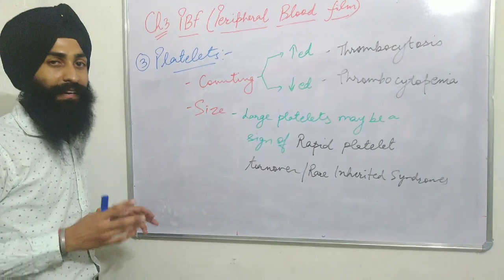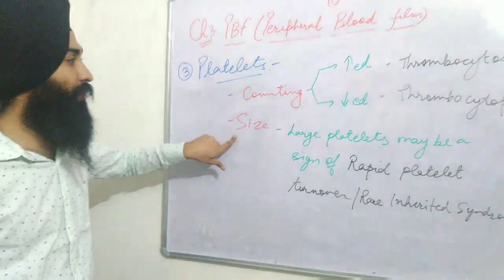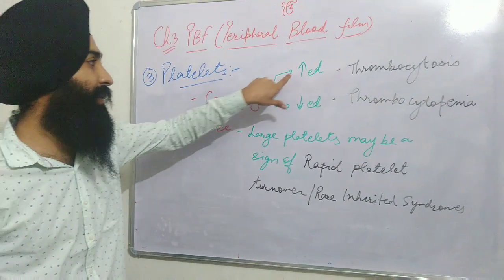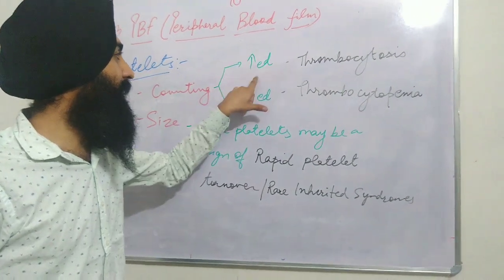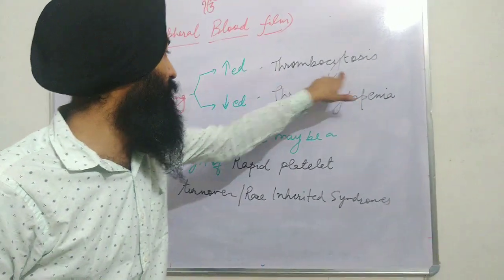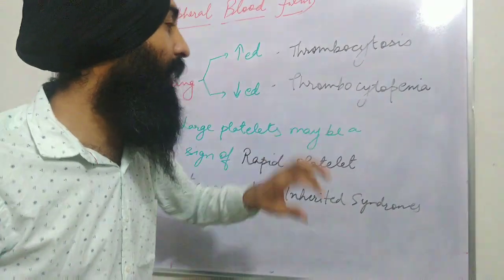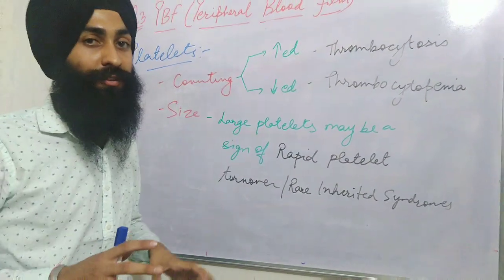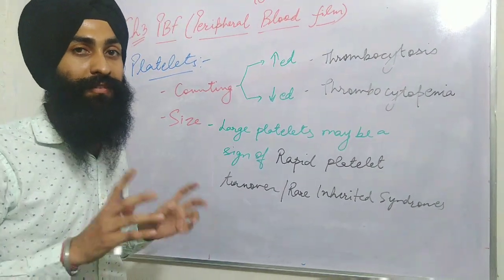Now in platelets we see two things. One is counting and second one is the size of platelets. In counting we see increased or decreased number of platelets. If there are increased number of platelets, they will write thrombocytosis, and in the condition of decreased platelets, thrombocytopenia. And they both have differential diagnosis, and these differential diagnoses we have already discussed in the previous video.